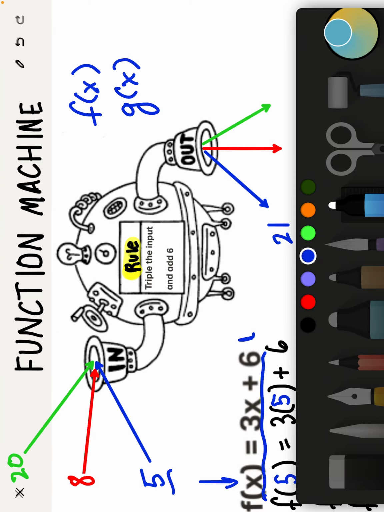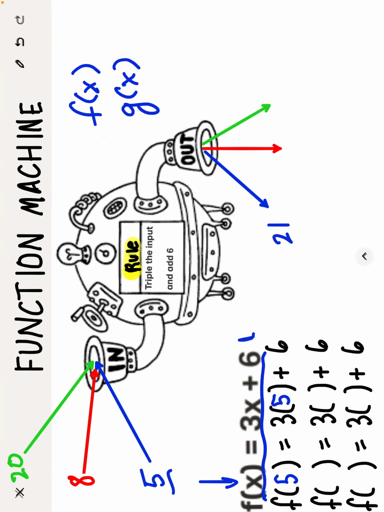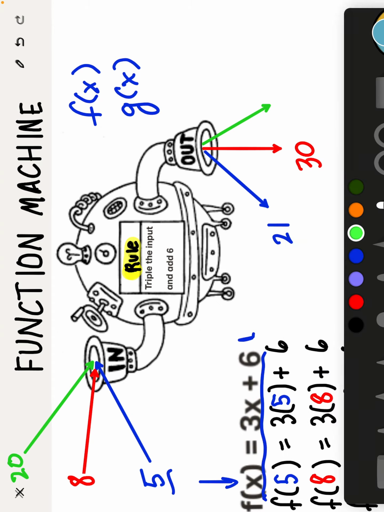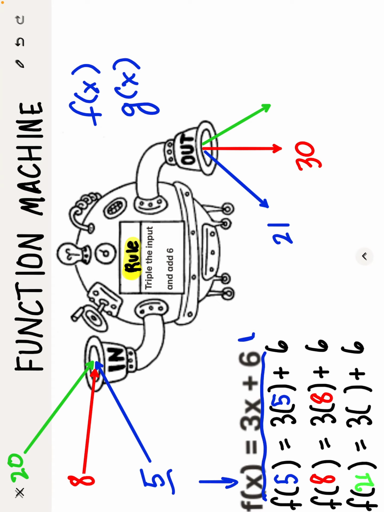Now let's go to a different one. Let's say we want to put in the input of 8, right? So that's going to be 3 times 8, which is 24. 24 plus 6, that's going to be 30. So that means that when the input is 8, the output is going to be 30. And then let's look at this last one. If the input is 20, 3 times 20 is 60. 60 plus 6 is going to be 66. So that's going to be our output. That's what a function does. It takes in an input and it creates an output. One and only one output.